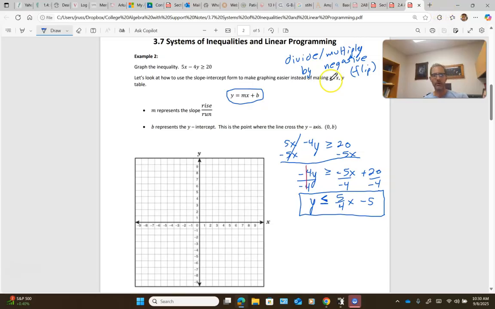Now, you might be wondering, okay, why do we flip it? Well, what happens when you multiply or divide something by a negative? What happens to its sign? It changes. It flips. And so that's why we have to flip that inequality symbol.